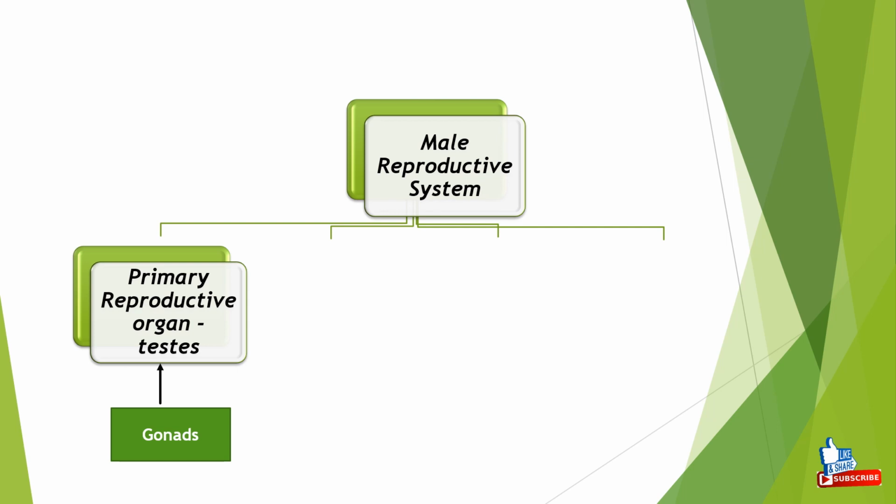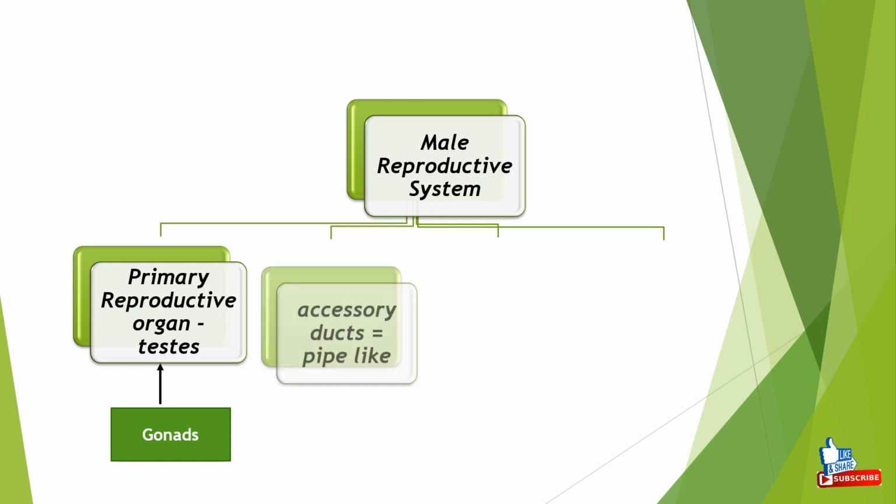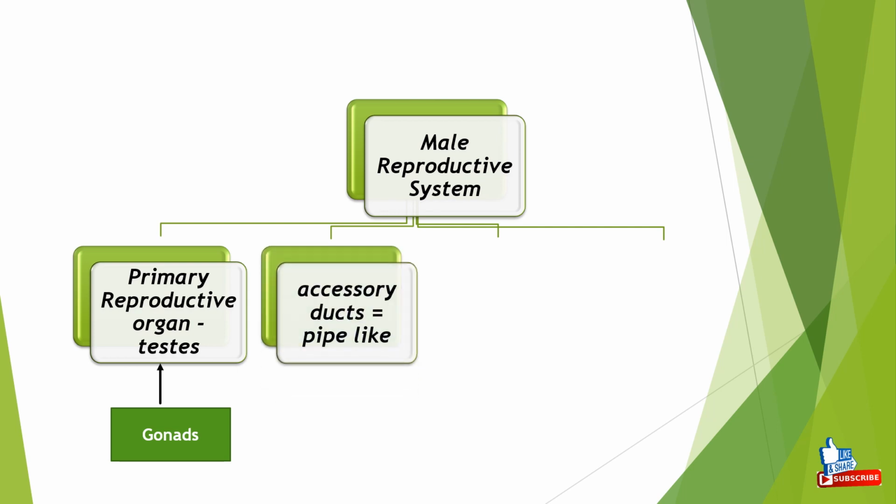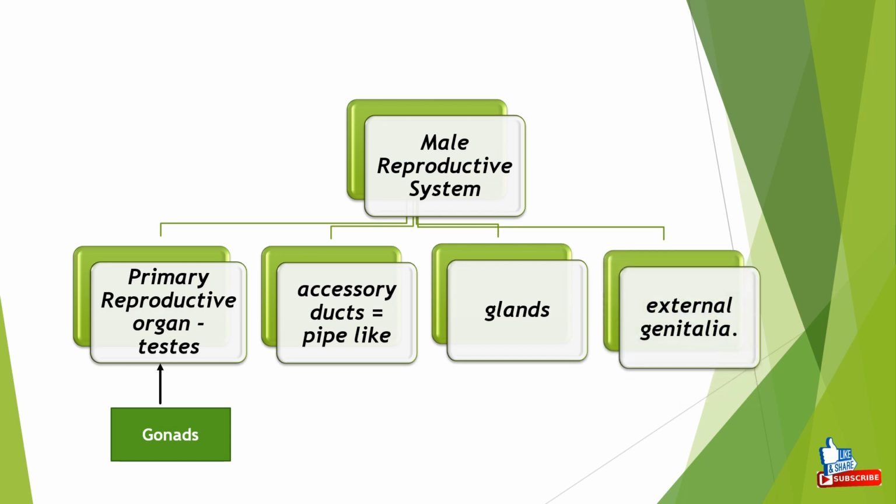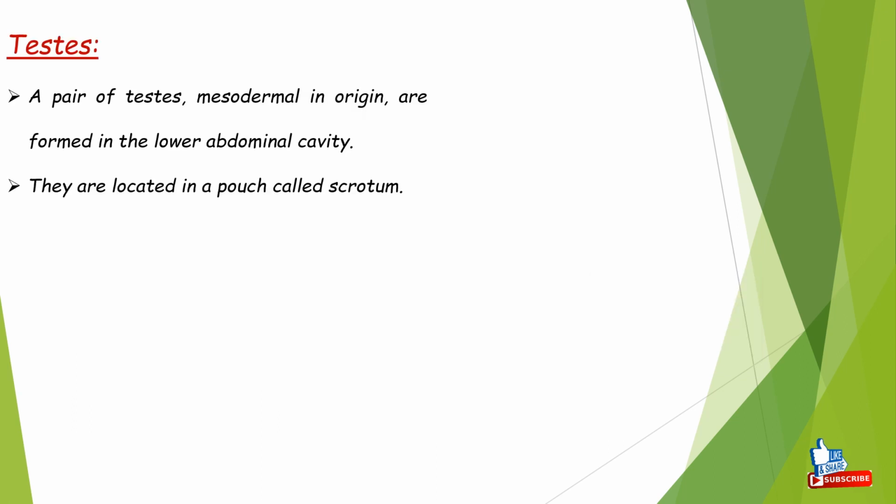Now, apart from the primary reproductive organ, that is testes, the male reproductive system has three more parts, out of which one is the accessory duct, which is a pipe-like network present in the system. Then you will find the presence of glands along with the external genitalia. So all these four parts are there in the male reproductive system. We will see all these in the next slides.